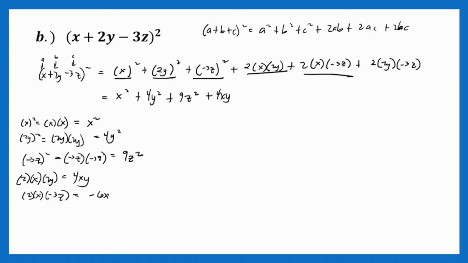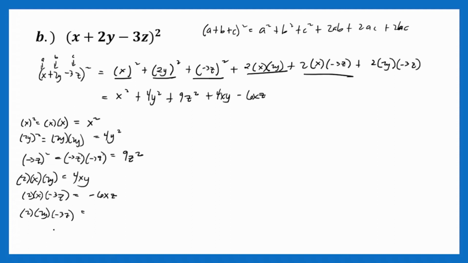xz. So, hindi siya pareho, so kopyahin mo lang. That's negative 6xz. Okay? That's for the fifth term. Last term tayo. 2 times 2y times negative 3z.